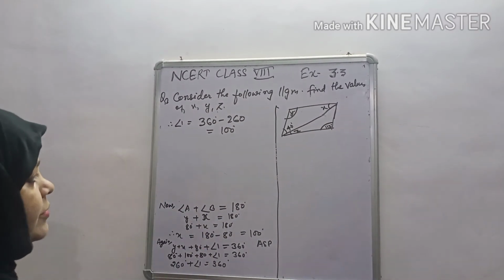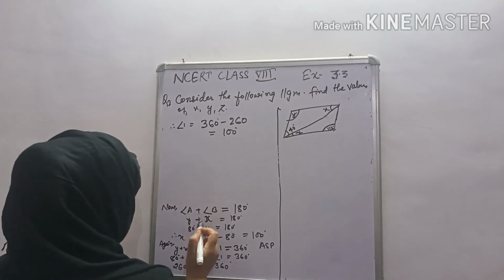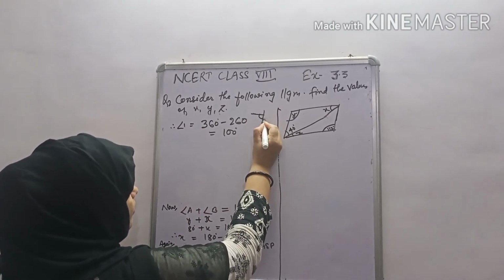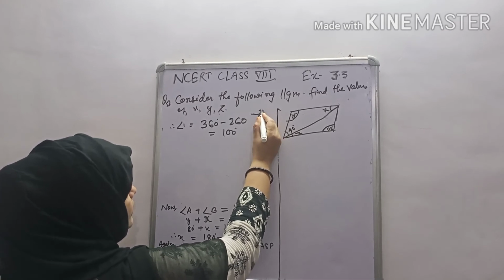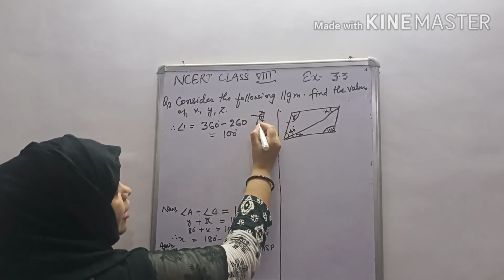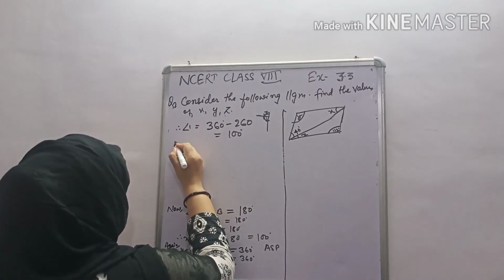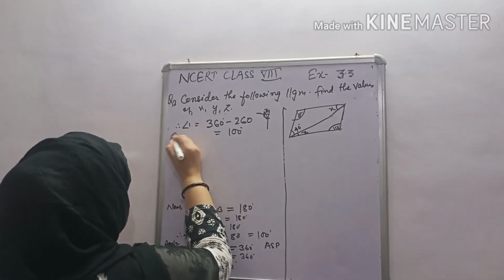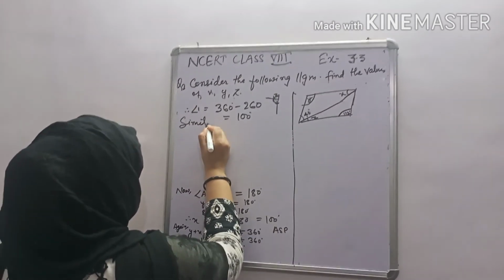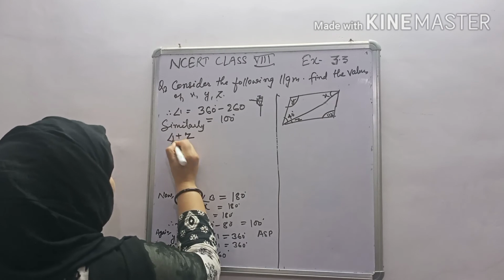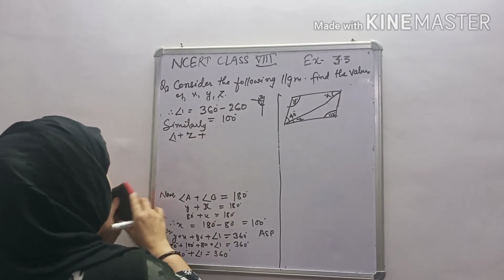Now we have to find the value of z. It was like this. Here we supposed this angle 1, but it was z. So what is the value of z? They are forming a linear pair. Similarly, angle 1 plus angle z is equal to 180 degree.